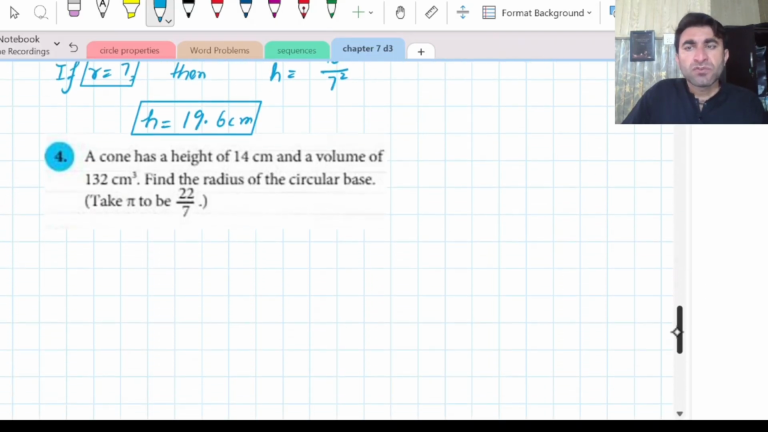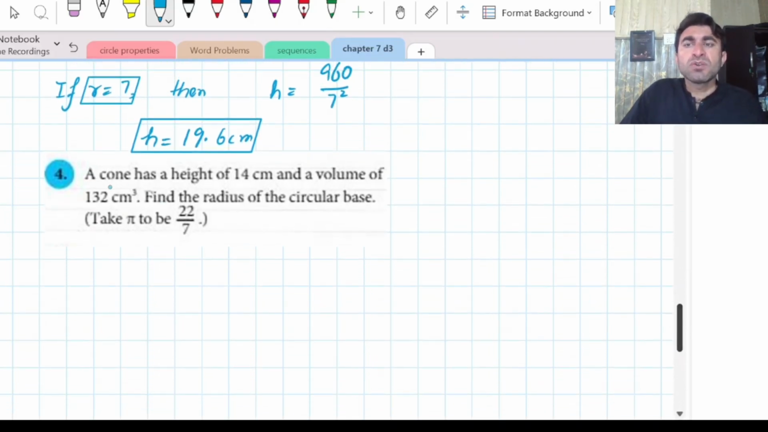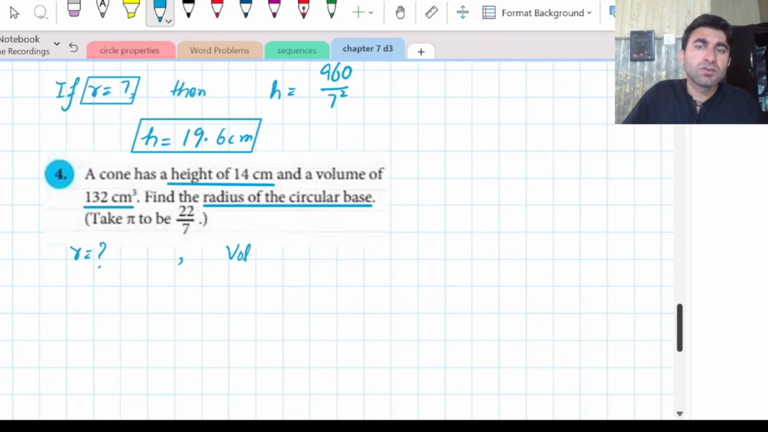Now in question number 4, we can see a cone has a height of 14 centimeters. This is the vertical height of the cone, and the volume is 132 centimeter cube. Find the radius of the circular base. So as we are to find the radius of the base, and we are given the volume of the cone, it is 132 centimeter cube.